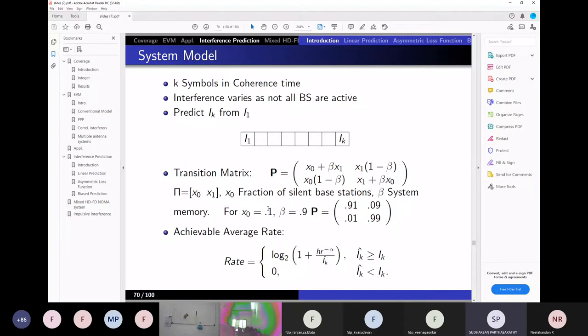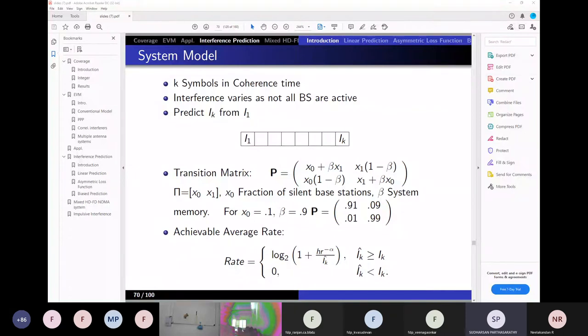Okay, you may ask me, what is the reason? The probability that I will continue in the active state is higher than the probability that I will continue in the inactive state. 0.99, 0.91, what is the reason for that? The reason comes from the value of x0 and x1. X0 equals 0.1 and x1 equals 0.9, which means the fraction of my active base stations is high. Because of that, the probability of continuing in the active state is also high when compared to the probability of continuing in the inactive state. Okay, we can also do a simple calculation of when both these will be equal, when x0 plus beta x1 will be equal to x1 plus beta x0. You can do some fun math with that also. Okay, so this is the setup actually.